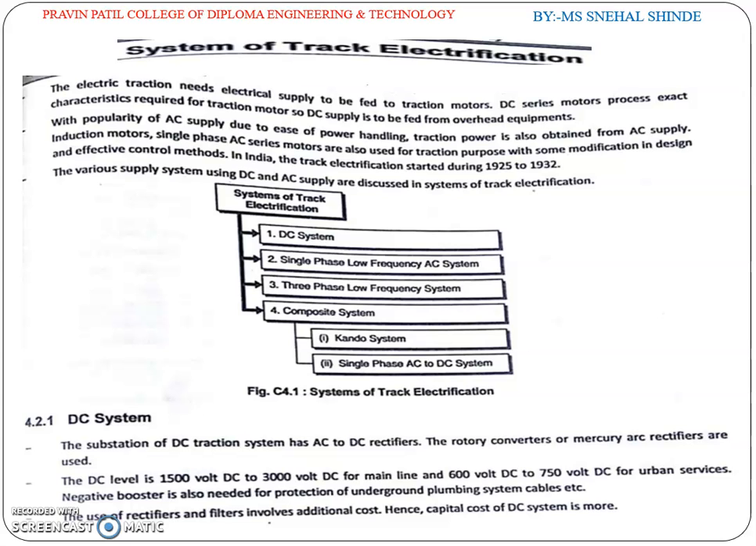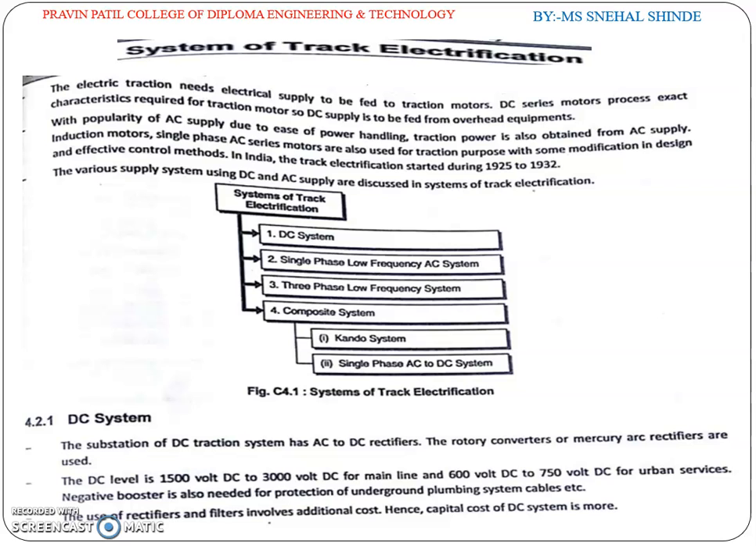Advantages of 25 kV AC over DC system are: due to the high voltage, current is less, therefore cross-sectional area of conductor is small, so weight of the overhead equipment reduces, therefore cost of foundation supporting structure also reduces. Erection and maintenance of the overhead equipment is easier.